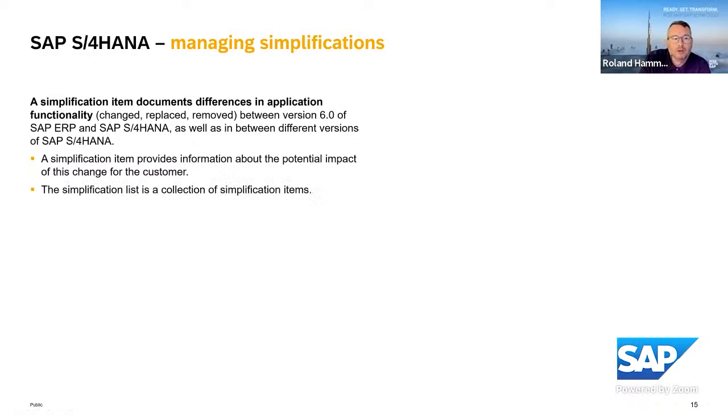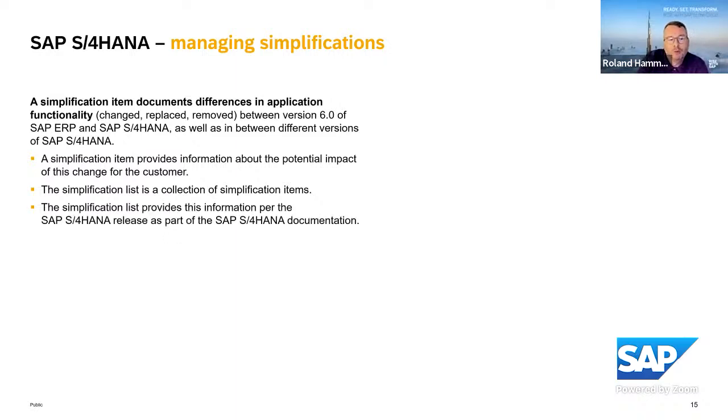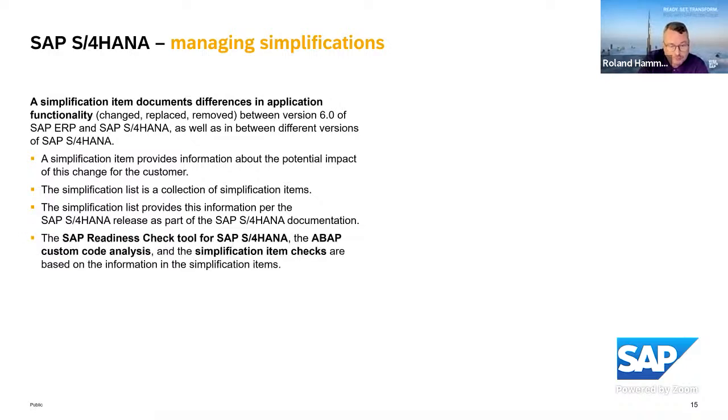And a collection of those items which we ship per release is called a simplification list. This simplification list provides the information per S/4HANA release as part of the standard SAP S/4HANA documentation. You would also find this on the help portal page of the respective S/4HANA release, no matter if it's on-premise or private cloud edition. And this is not, let's say, the readable part.